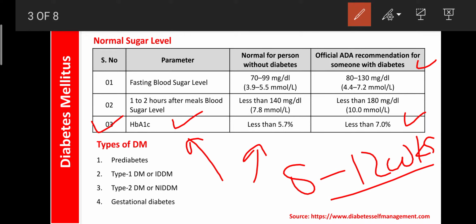If it is less than 7, it indicates that whatever medications they are taking, whether insulin or oral hypoglycemic agents, they can manage the blood sugar level well. If it is more than 7, it indicates that for the last 3 months the blood sugar level has been abnormal and is not managed properly.